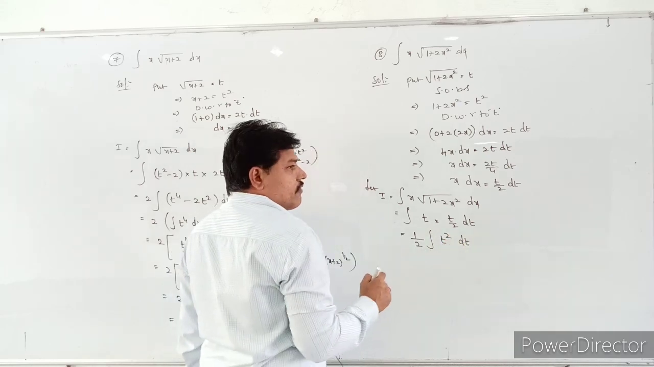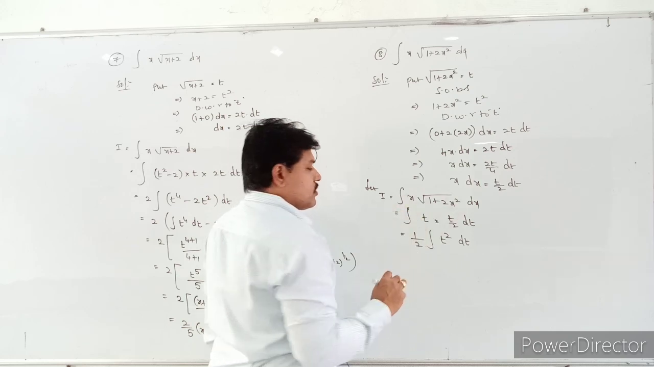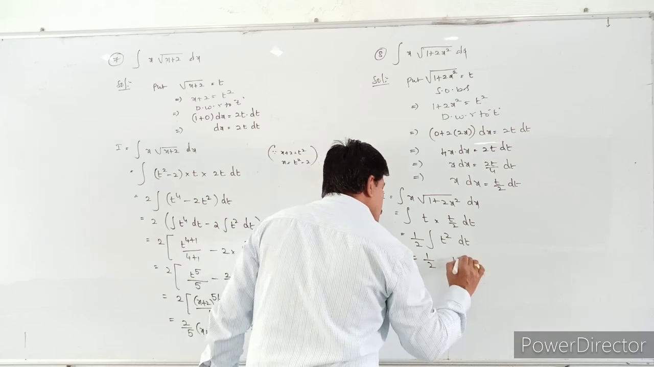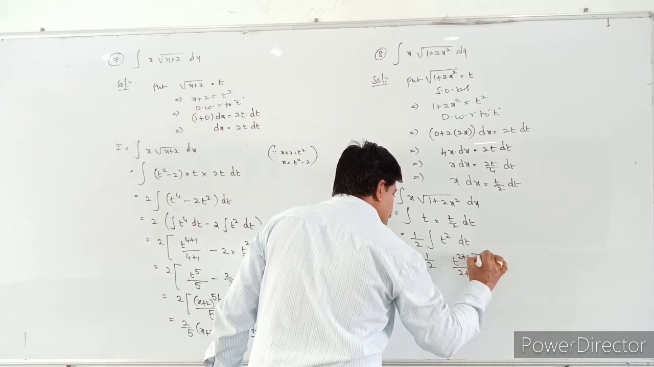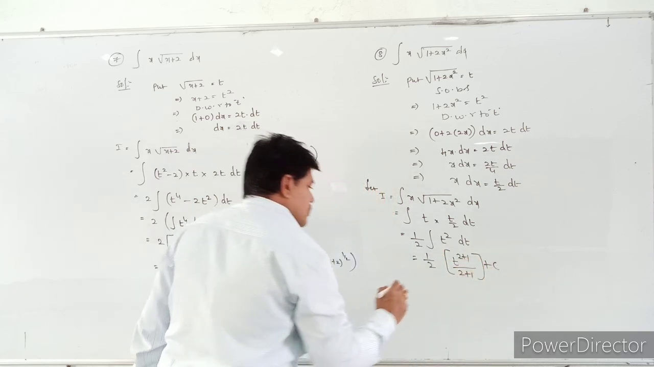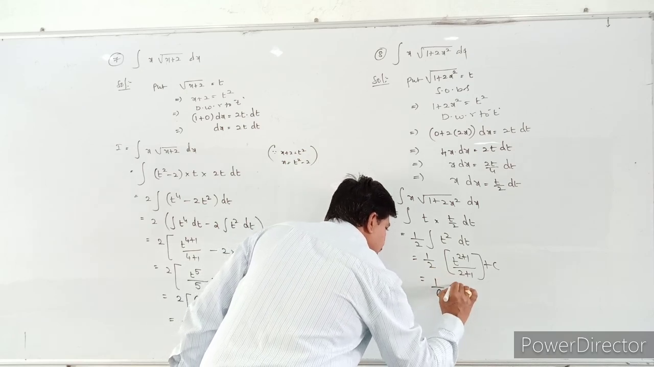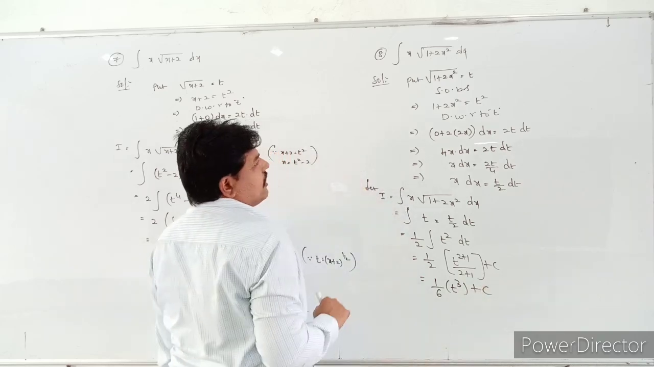So what is the integral of t square? Integral of x power n is x power n plus 1 by n plus 1. So we will take it as 1 by 2 into t power 2 plus 1 by 2 plus 1 plus c. So that is equal to 1 by 2 into 3, that is 1 by 6 into t cube plus c. So what is the t value?